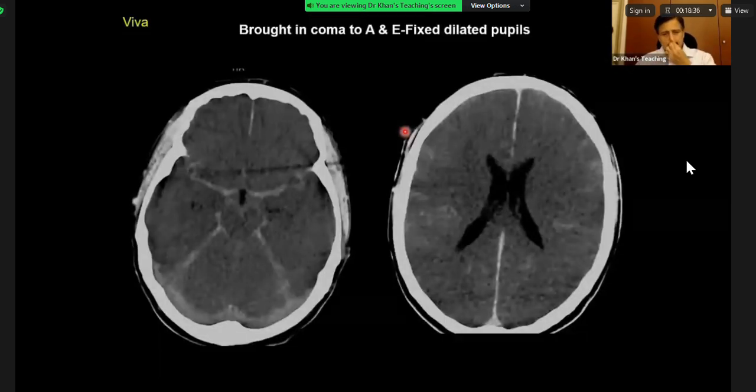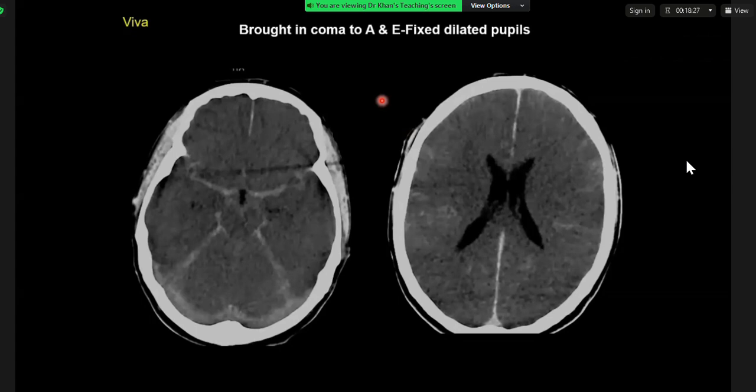Last case of the day, and then we'll stop. Okay. Over to you. These are non-contrast axial images of the CT head. There is diffuse loss of gray white matter differentiation throughout with the pseudo-subarachnoid sign due to diffuse cerebral edema. This is in keeping with hypoxic ischemic injury.